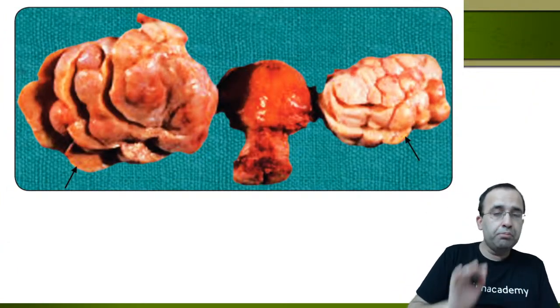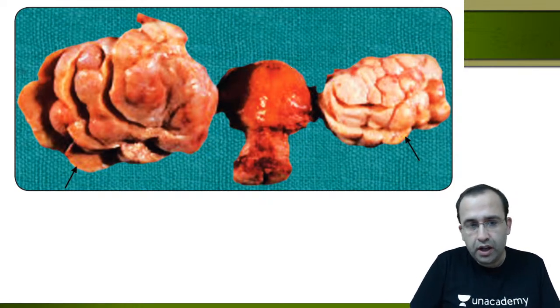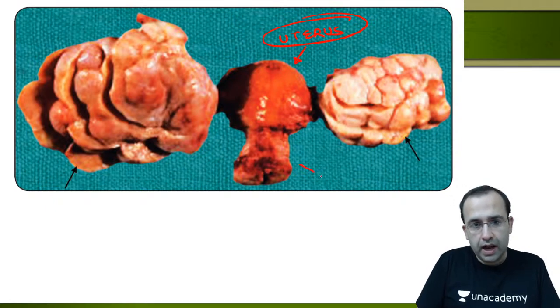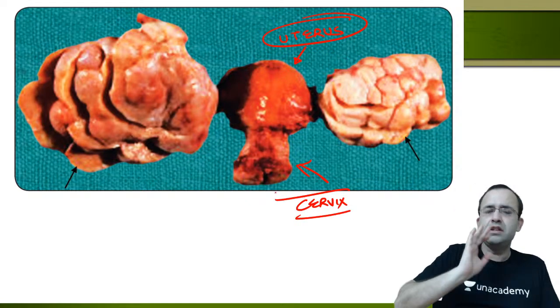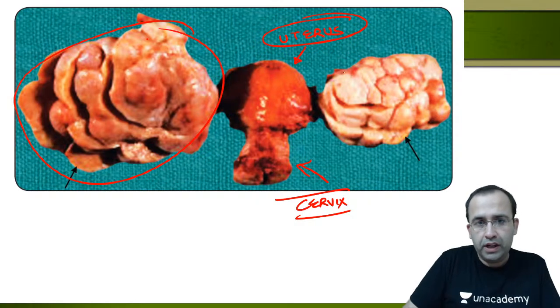Next point. Diagnosis. An important image. This is a gross image, in which you are able to make out that this is the uterus and cervix, with presence of bilateral ovarian tumor.